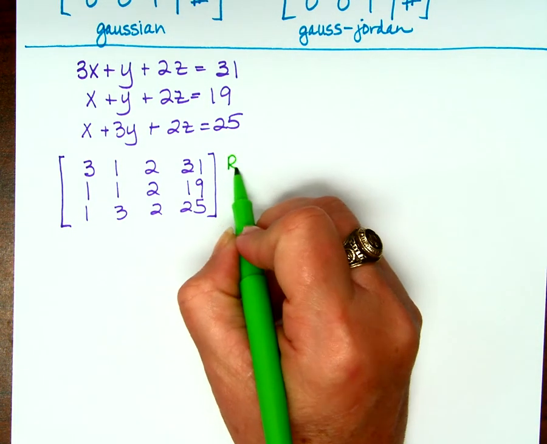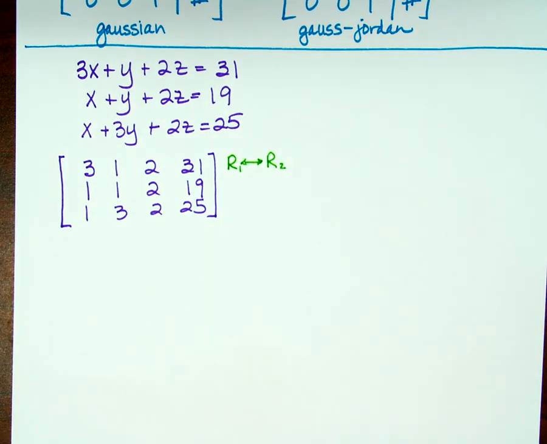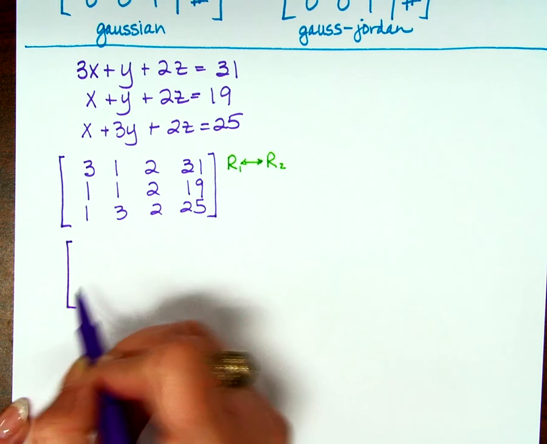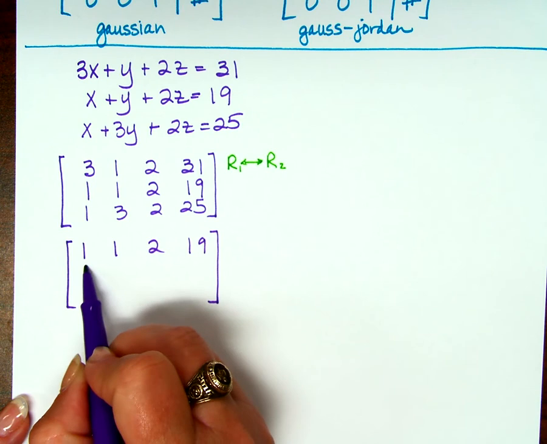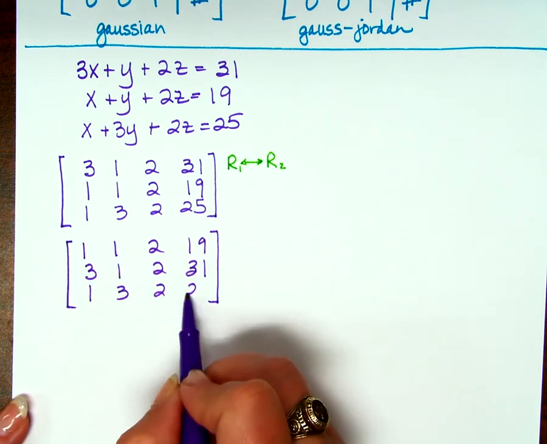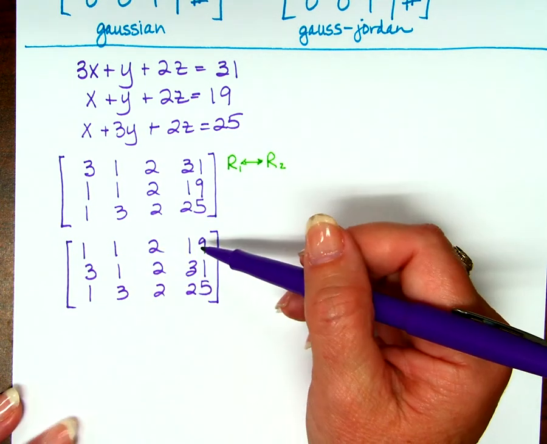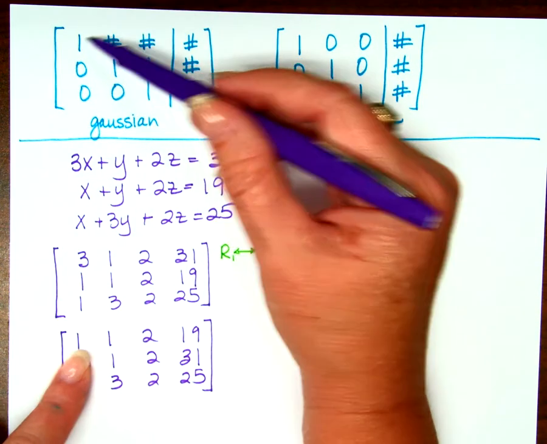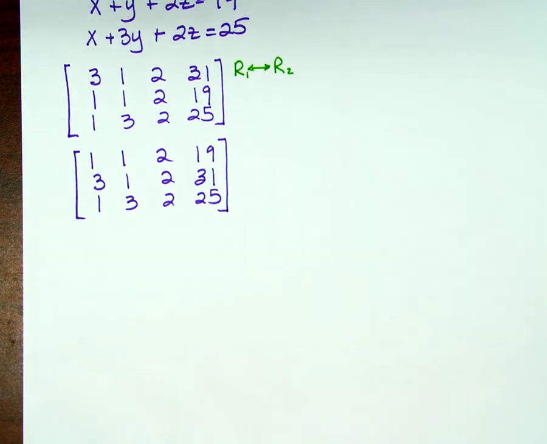Okay? So how do you want to go about trying to get a 1 right there? Let's take row 1 and switch it with row 2. Now, notice where I wrote that. Where did I write it? In the top row. Okay? That's where I want to leave stuff. So if I switch row 1 and row 2, I have 1, 1, 2, 19. And I have 3, 1, 2, 31. And then I just leave row 3 alone. Okay? So the top row is perfect exactly for what I need, right? Because I need 1 and a number and a number and a number, right? So it's just these bottom 2 rows that I have to mess with. Okay?